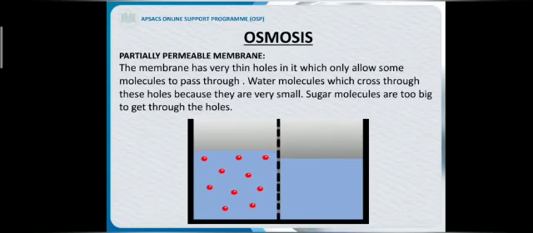What is a partially permeable membrane? The membrane has very thin holes in it which only allow some molecules to pass through. Water molecules go through these holes because they are very small. Sugar molecules are too big to get through the holes. The membrane only allows the molecules of water to pass through it. That's why the water moves towards the more concentrated sugar solution.